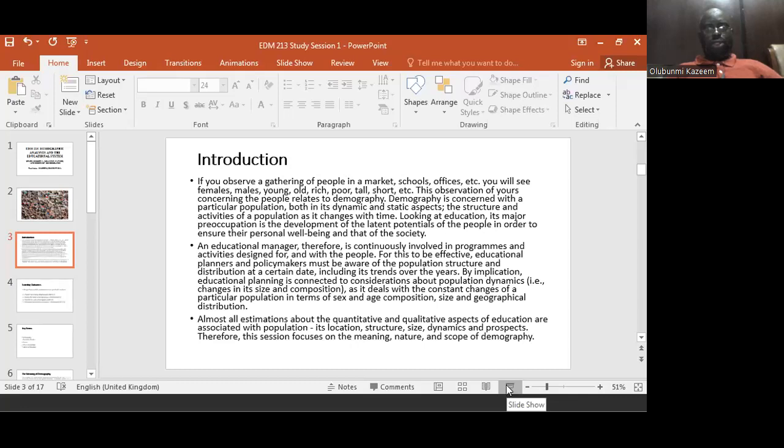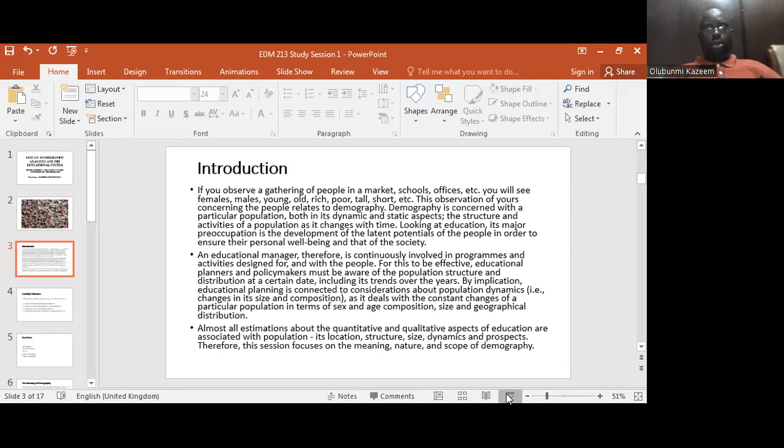All right, I believe you can see my screen. I will take you through this session using the screen. So let me put it in slideshow. I'm waiting for it to load so that we can all see it clearly.